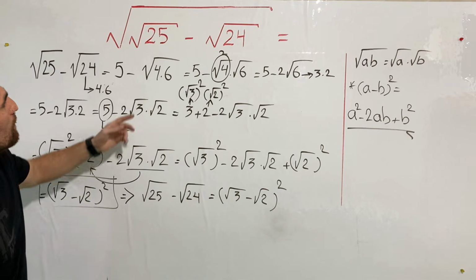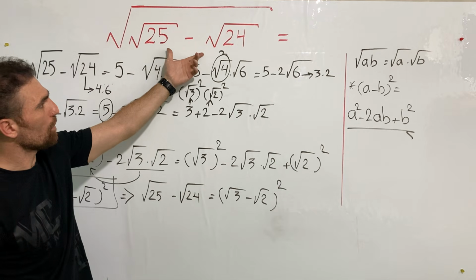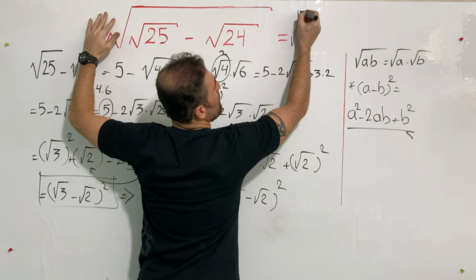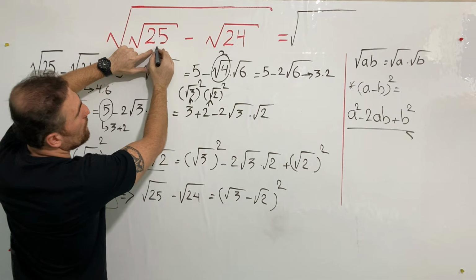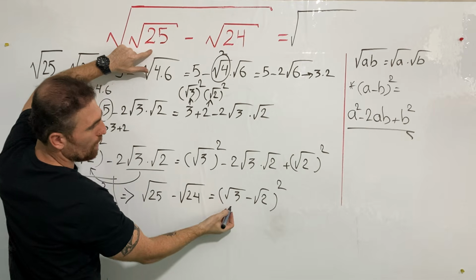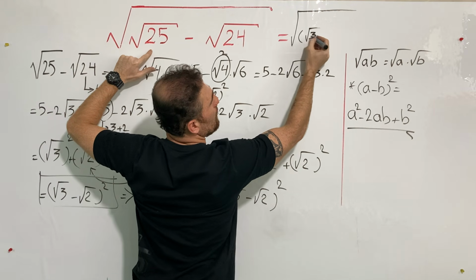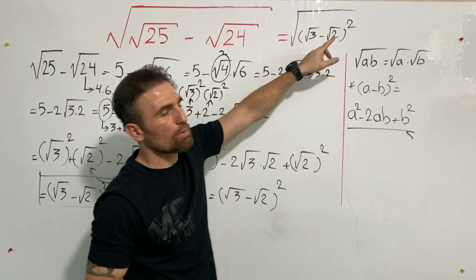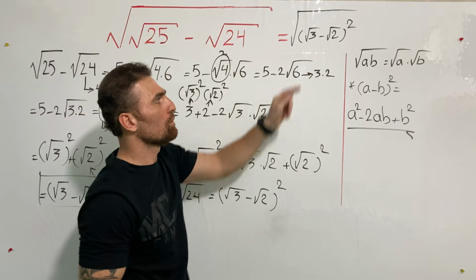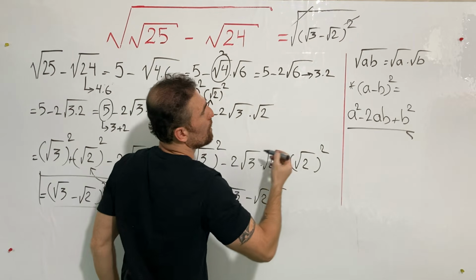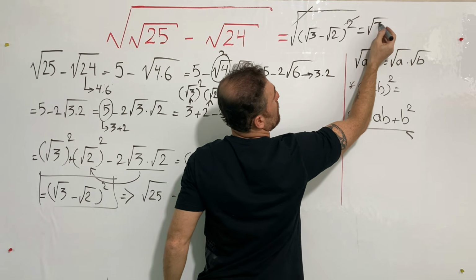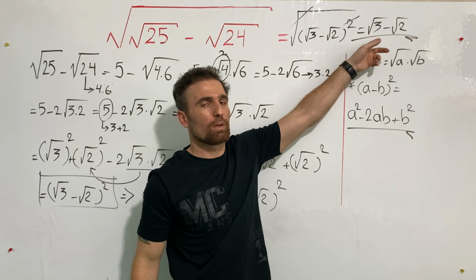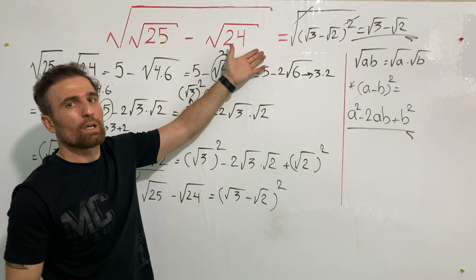Now, we are going to find the value of the square root of this inner part. So, what should we do? We can rewrite it as, instead of square root of 25 minus square root of 24, I'm going to write square root of 3 minus square root of 2 squared. What is the answer? This exponent 2 and this root can be cancelled off. So the final answer is square root of 3 minus square root of 2. And this is the most simplified answer of our question.